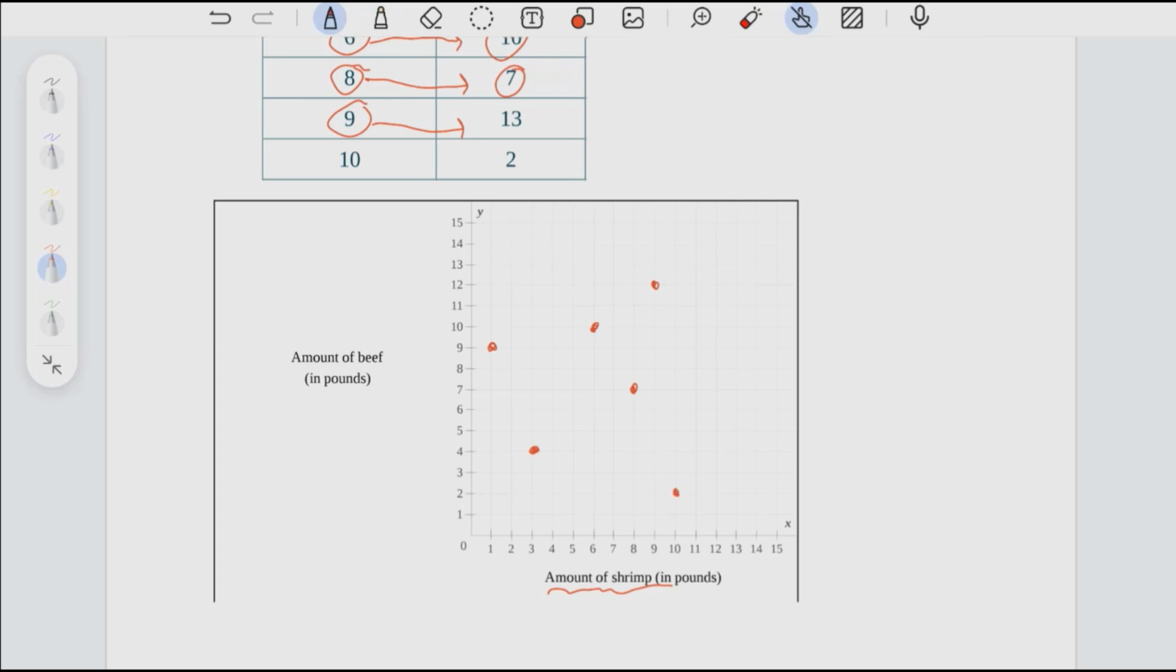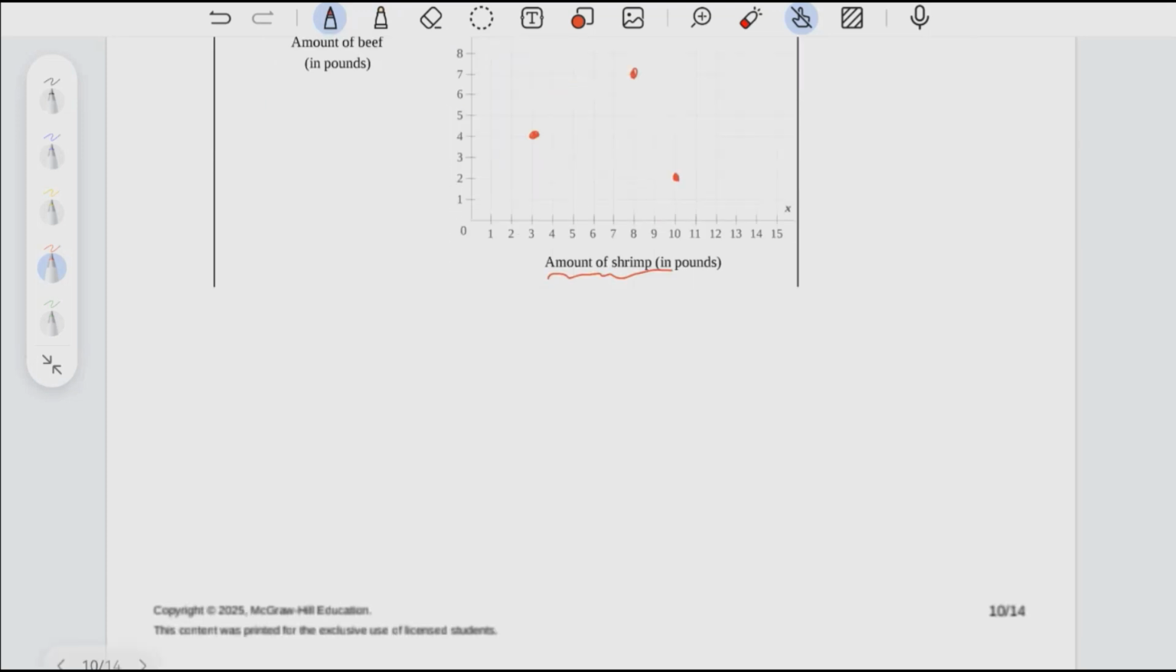So what do you think? Is it a positive linear relationship, or negative, or no association? I would say that this is no association. There is no relationship between the amount of shrimp and the amount of beef.